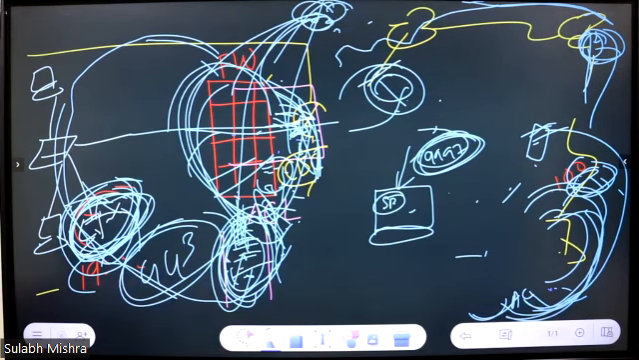Note down nslookup also. Sir, can we do it on an office laptop? No problem. This is not any malicious command, right? These are connectivity related commands. Office laptop, personal laptop, anywhere you can run.